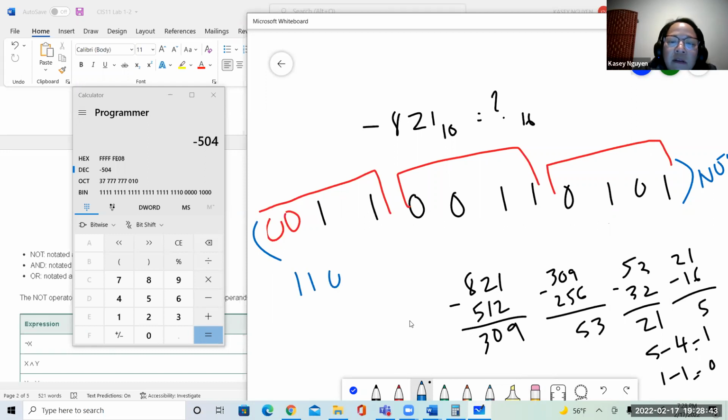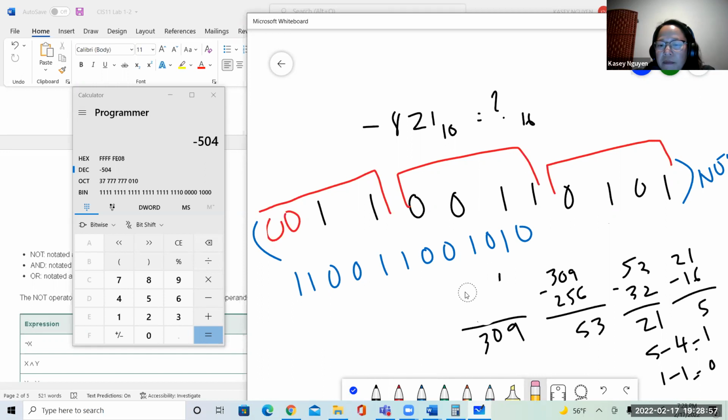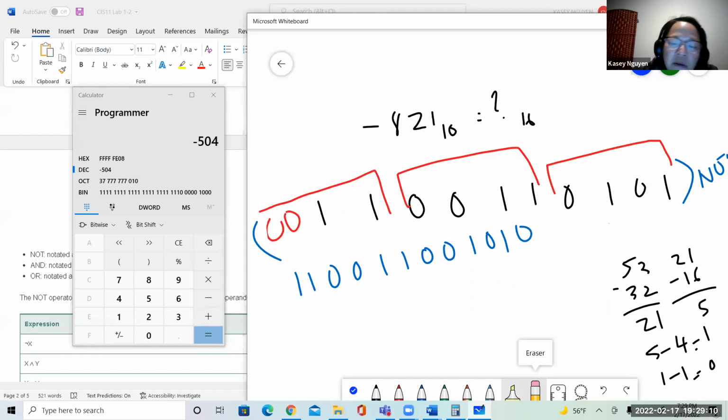So 1, 1, 0, 0, 1, 1, 0, 0, 1, 0, 1, 0. Okay, so after you knot it, you got to add the 1 to make it a 2's complement, because remember, it is a sign value, right? So we are now going to add the 1.